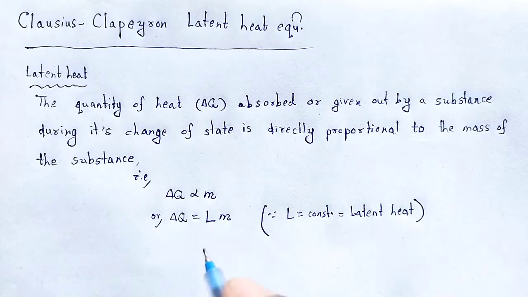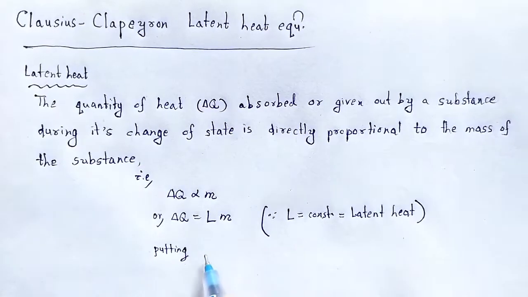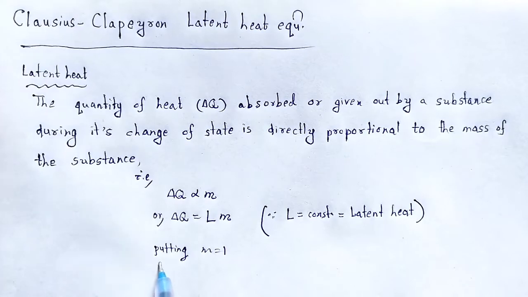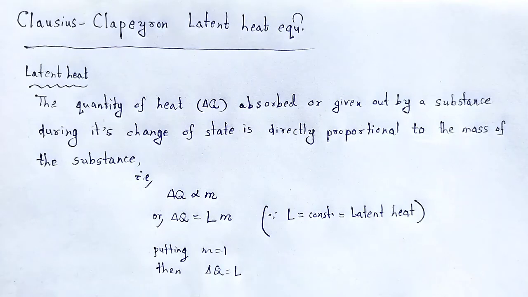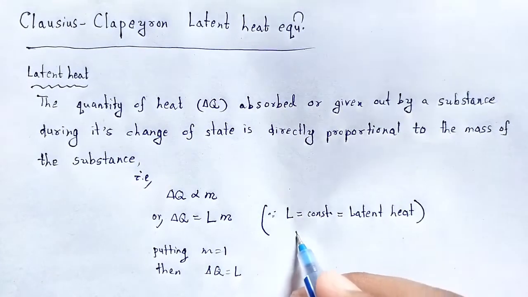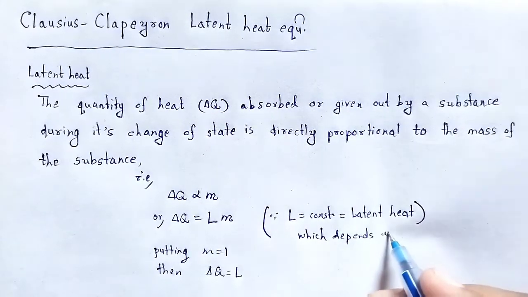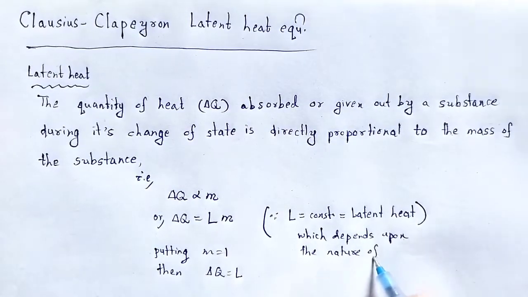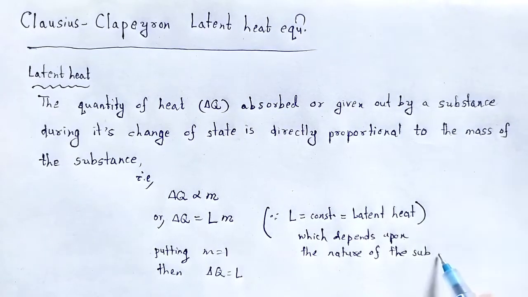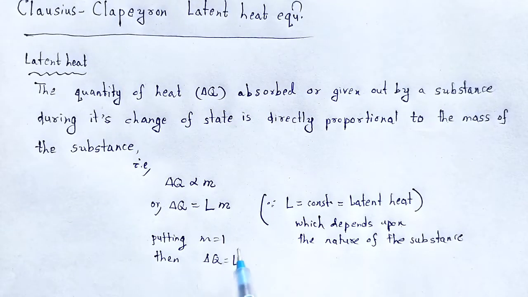We have to define the latent heat. Now here we have to put m is equal to 1, then del Q is same as L, that latent heat which depends upon the nature of the substance. So, how we have to define the latent heat of that substance?